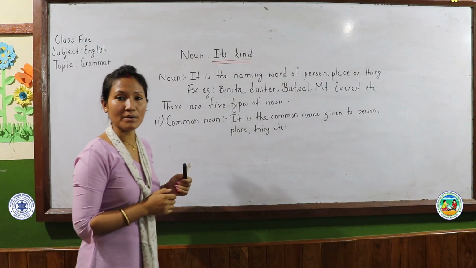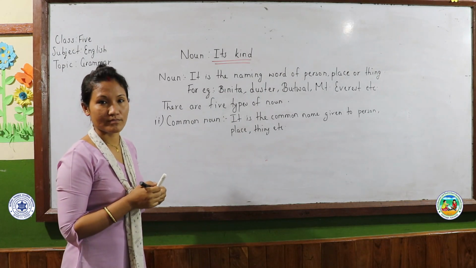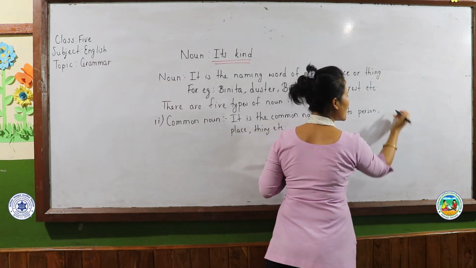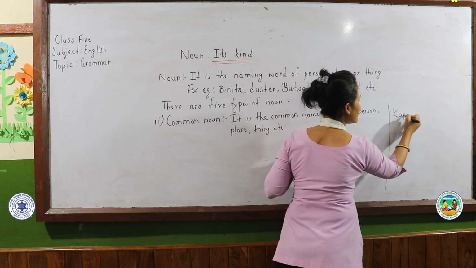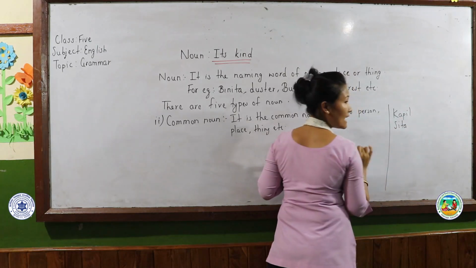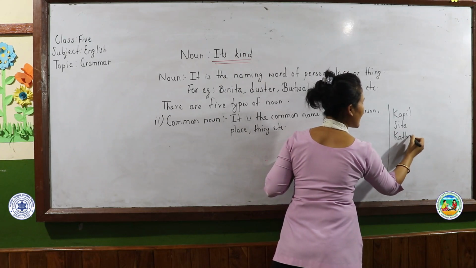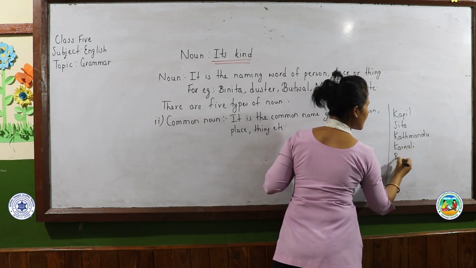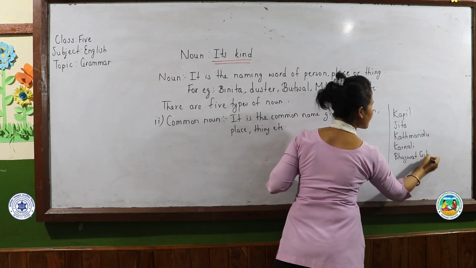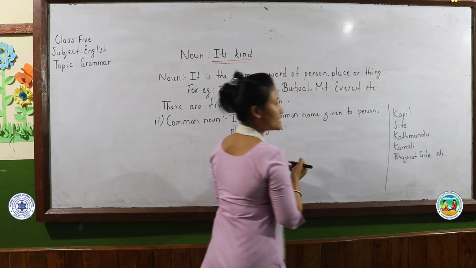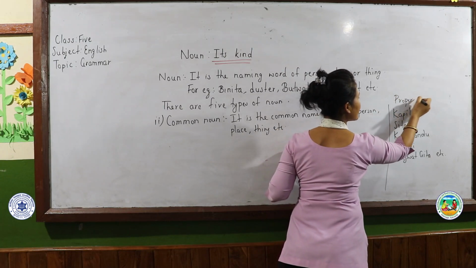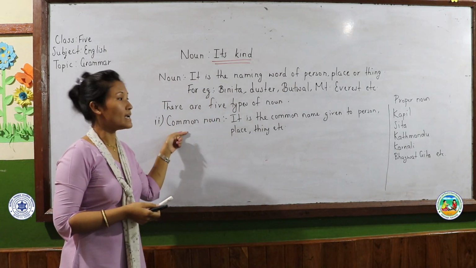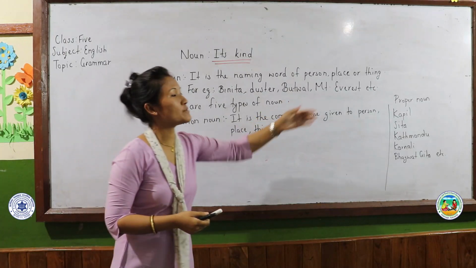Now to understand common noun, we need some examples of proper noun. Okay, there I will write few examples of proper noun. Like, what examples did we give? Kapil was there, Sita was there. Likewise, Kathmandu, Karnali, Bhagavad Gita. These were the examples of what? Proper noun. Now you might be thinking, teacher is teaching about common noun, but why do we need examples of proper noun?